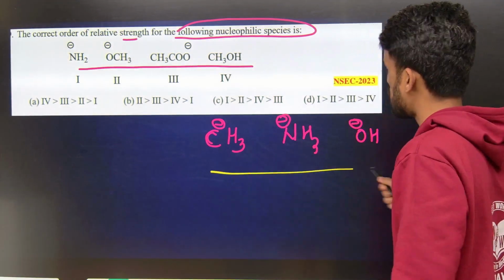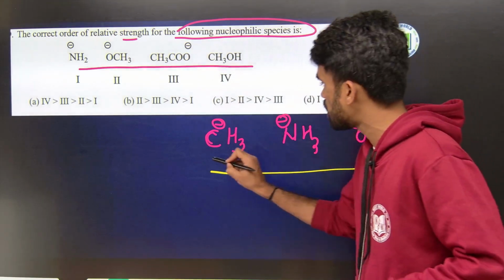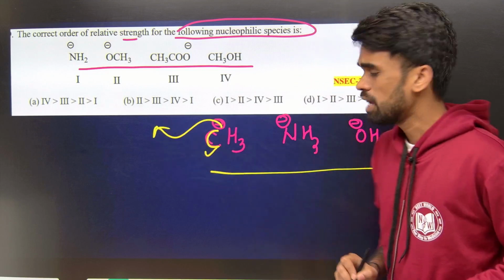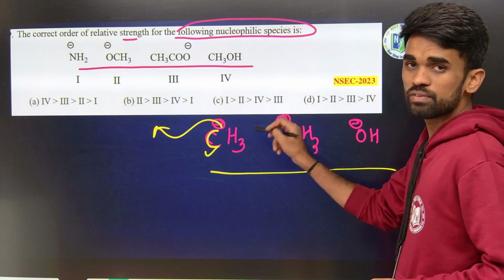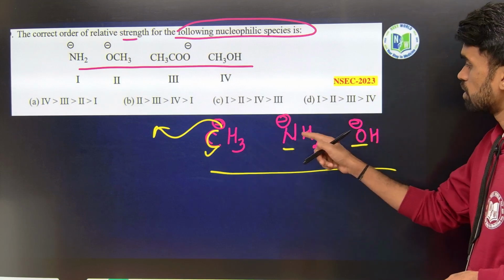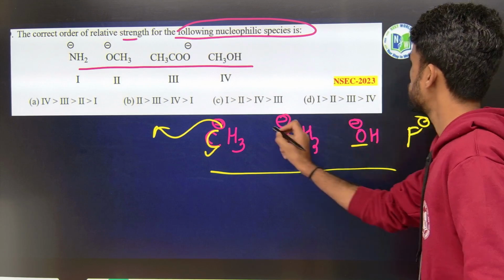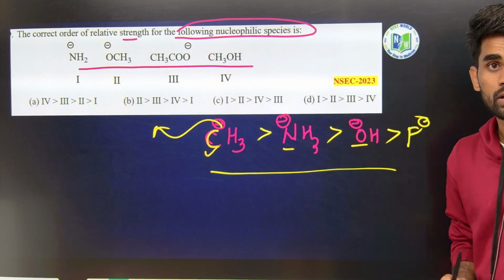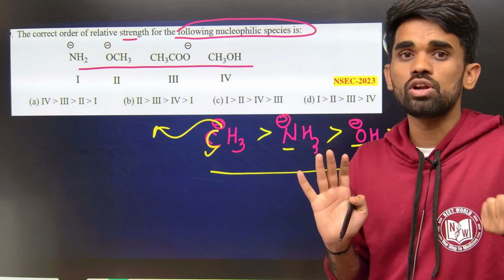Now out of these options, if they ask which is less electronegative, carbon is less electronegative, so it can easily donate. Oxygen is more electronegative than carbon, and oxygen has the highest electronegativity, followed by nitrogen, and then fluoride. So this will be the nucleophilic nature order. It depends upon electronegativity: more electronegativity, less nucleophilic nature.